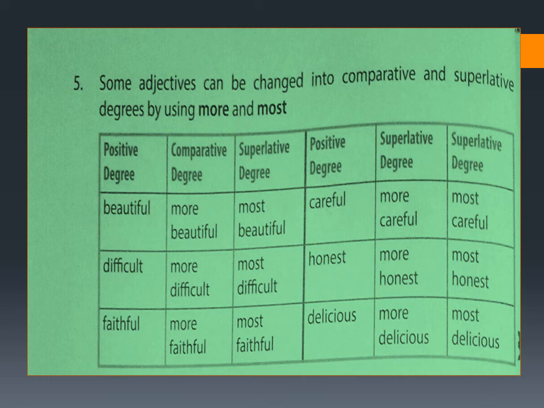Light, lighter. Cold, colder. So you can see, to form a comparative degree, the positive degree word is taken and ER is added to the word. So when ER is added to an adjective, that forms a comparative degree.